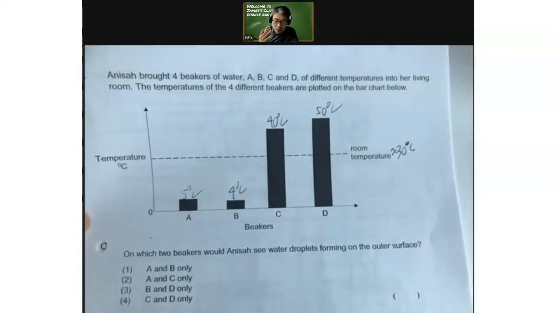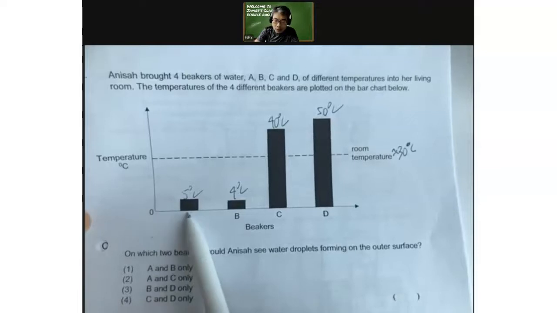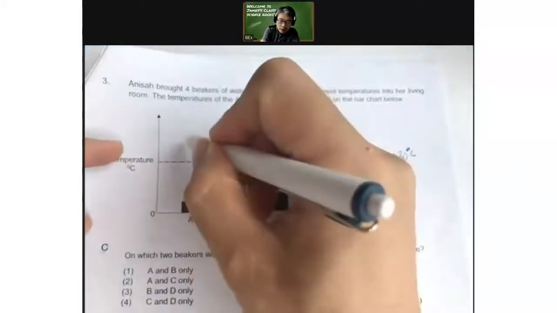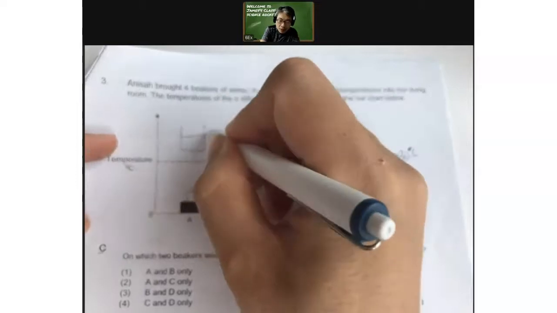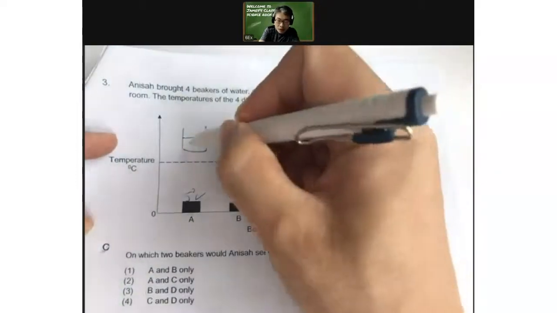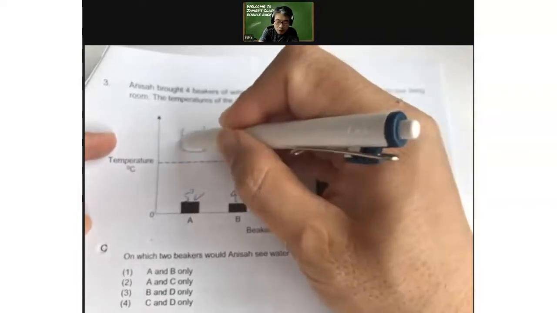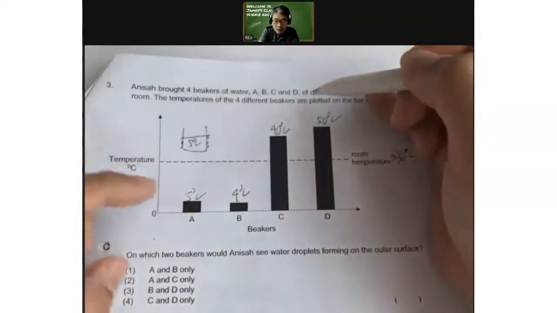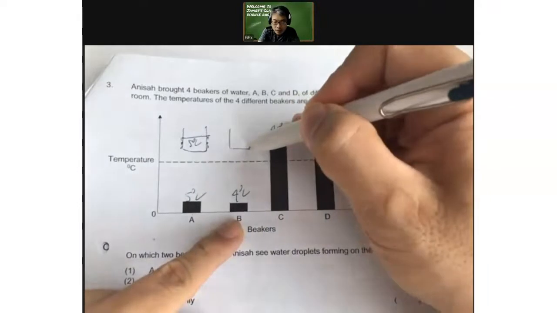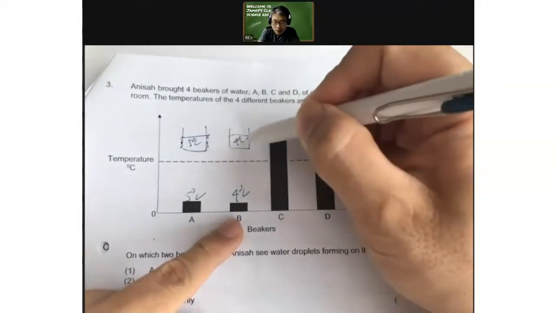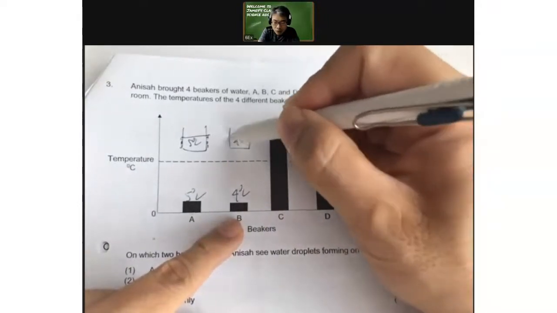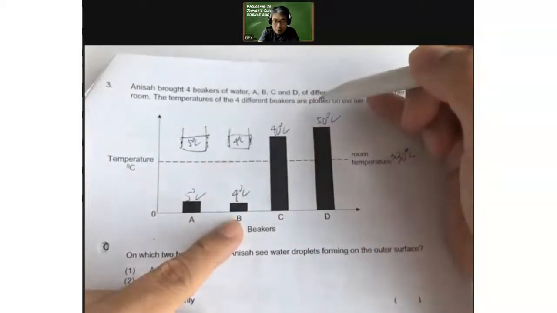In other words, if there's water inside this beaker and the temperature of the water is at 5 degrees Celsius, that tells you clearly that if there's a beaker here with water at 5 degrees Celsius, then you will have lots of cooler surface here. Water droplets will form here. Same thing for this. At 4 degrees Celsius, water droplets will form on the cooler surface of the beaker.